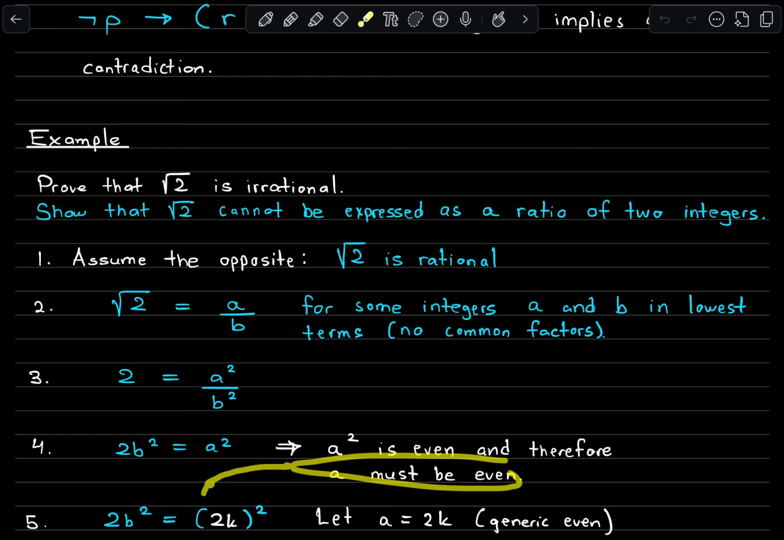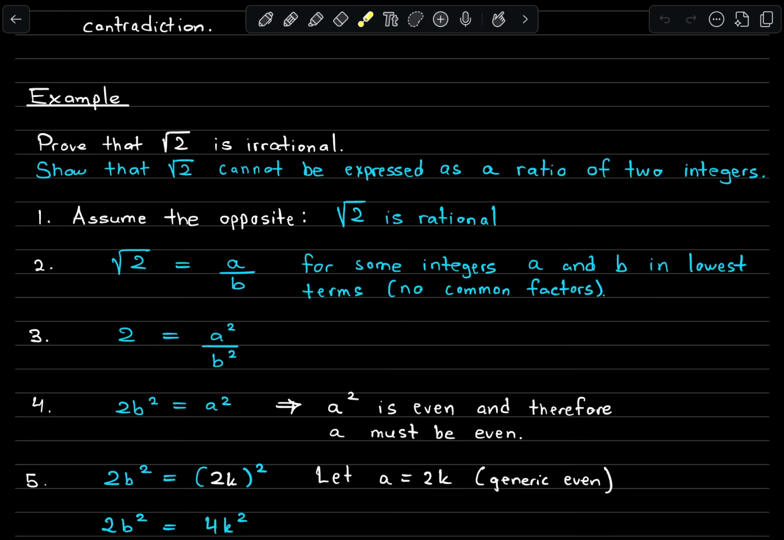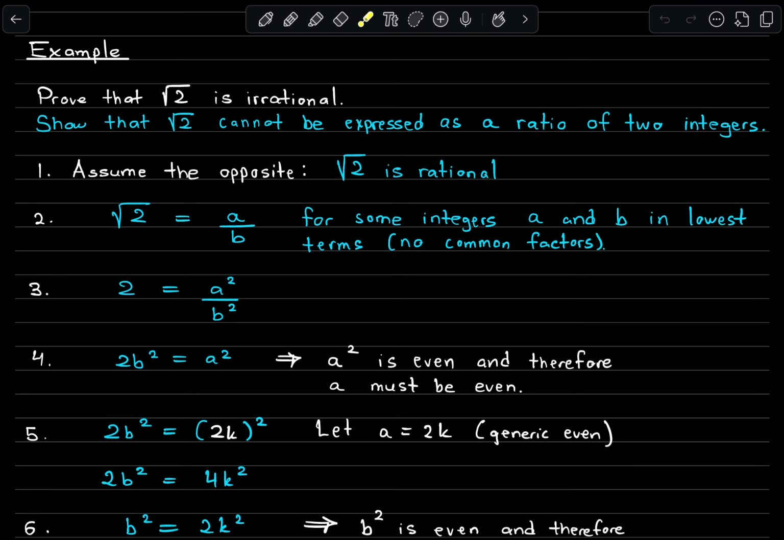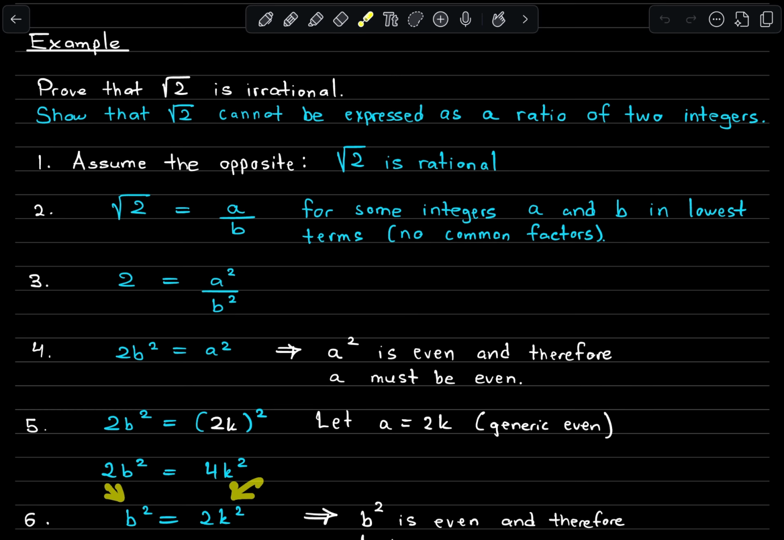Well, if a is even, then we should absolutely be allowed to represent this as 2 times k, just some generic even value. k is just some integer. We haven't used that here yet, so there's nothing wrong with just saying a is some even integer. What does this imply about b? Well, if we square this whole thing out, 2b squared is going to be equal to 4k squared. And that implies that if I divide both sides by 2, b squared is going to be equal to 2k squared.